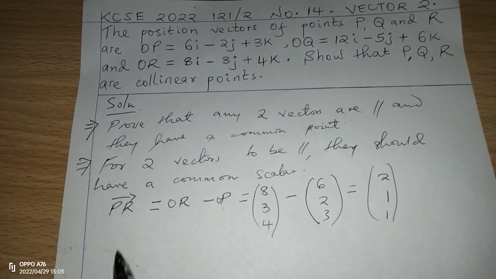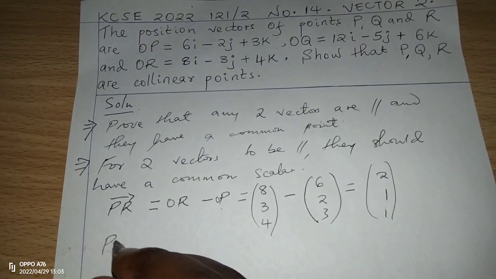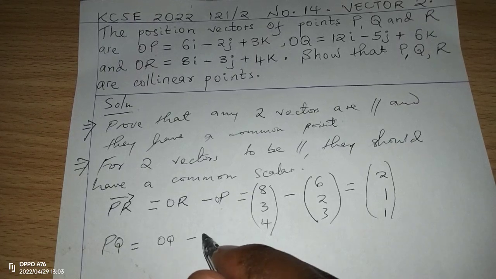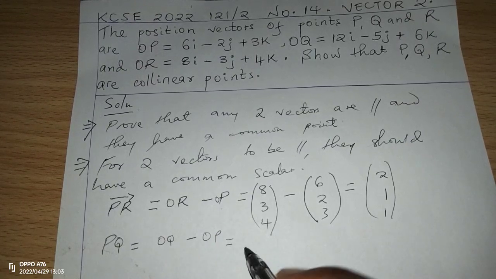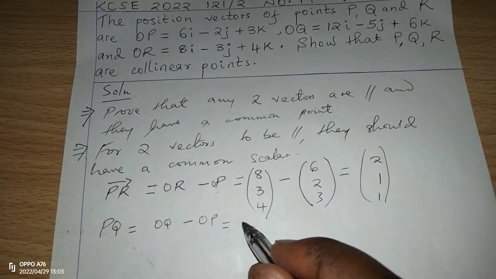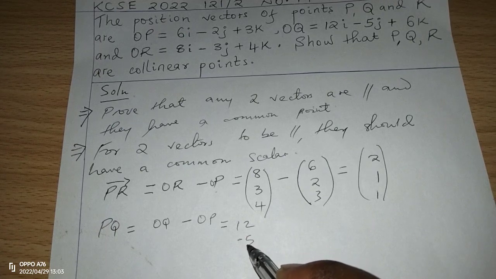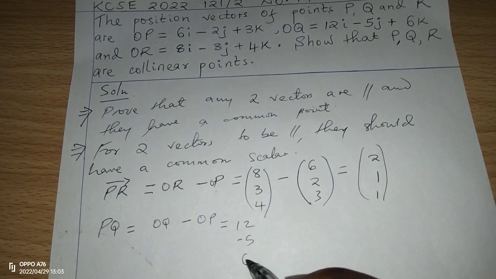We can look at vector PQ again, such that we will take OQ less OP. And this will be 12, negative 5, and 6.